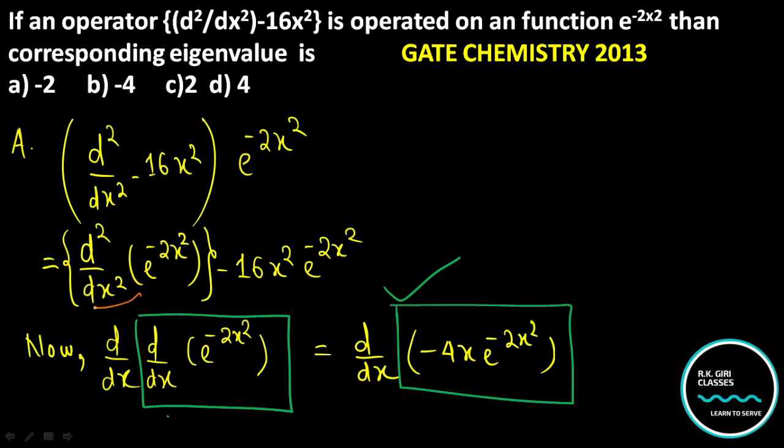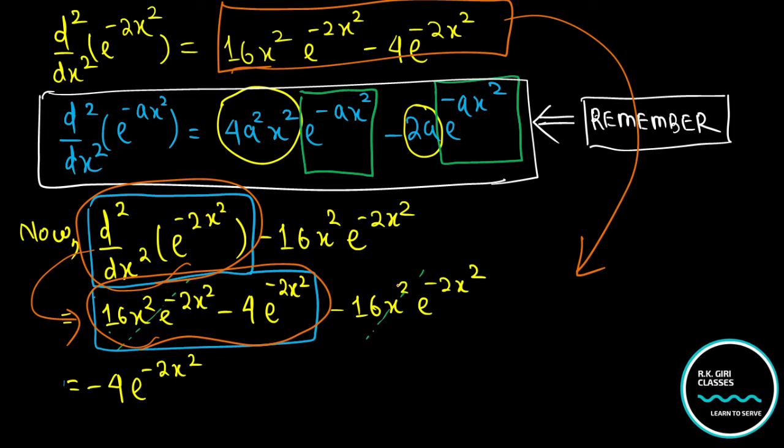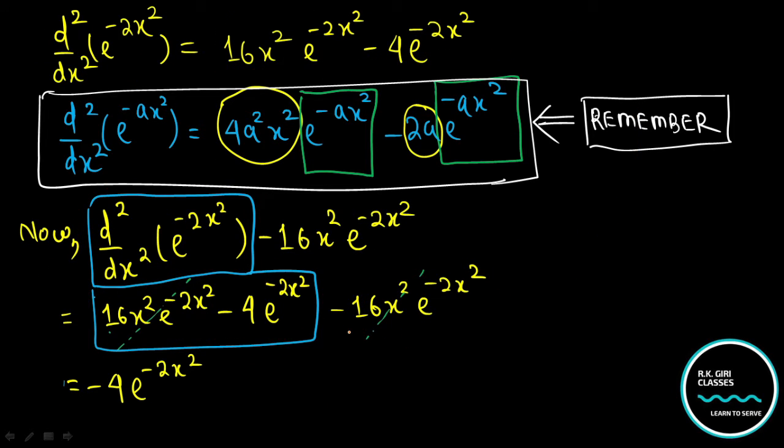That means you already found out this result, and now this value will be subtracted. So what was the result? That is 16x square e to the minus 2x square minus 4 e to the minus 2x square minus 16x square e to the minus 2x square. This is plus, this is negative. So whenever you are calculating this, just be careful. That is minus 4 e to the minus 2x square minus 4 e to the power minus 2x square.